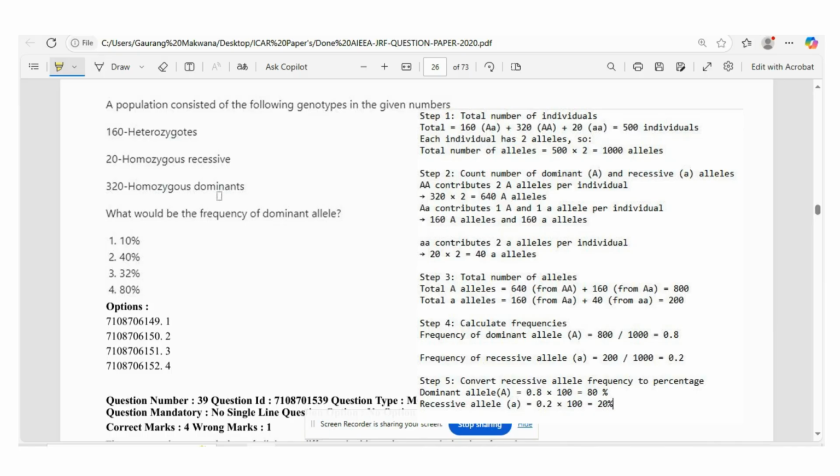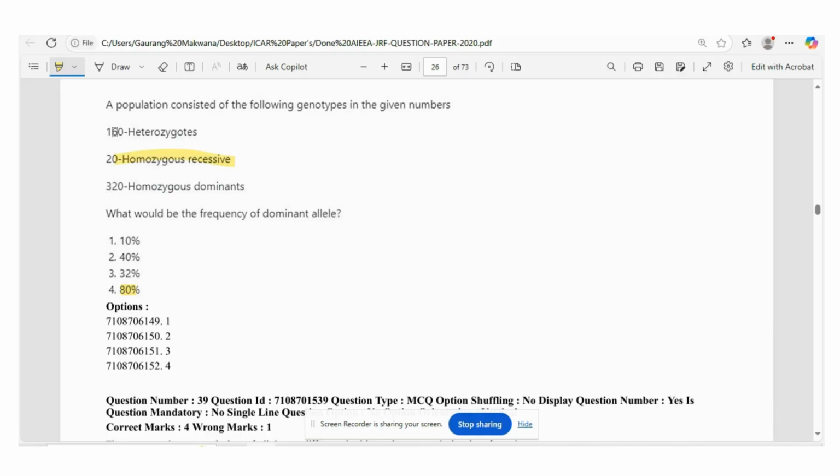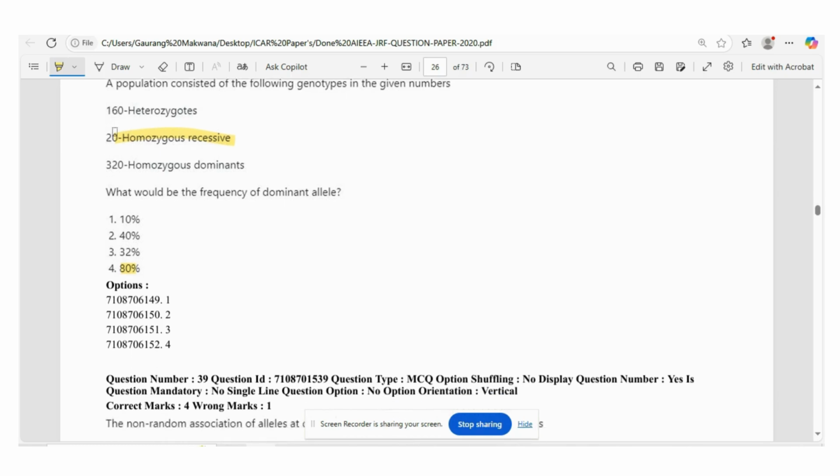Similarly in heterozygotes, only one dominant allele is present, so 160 into 1, we get 160. Okay, so what will be the total? 800. Now we will calculate the percentage. So 800 divided by 1000, so we will get 80%. 80% is the frequency of the dominant allele. Similarly we will calculate the recessive allele. So 20% is the frequency of the recessive allele.